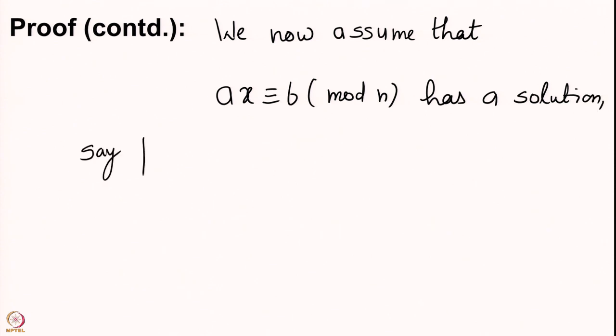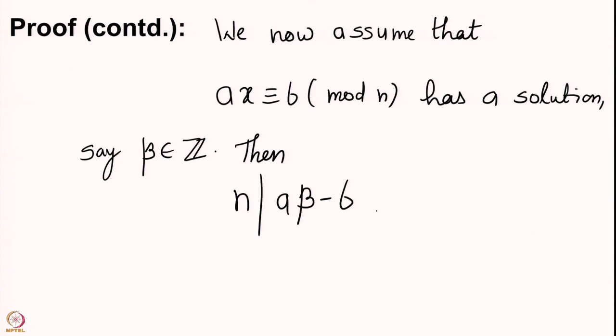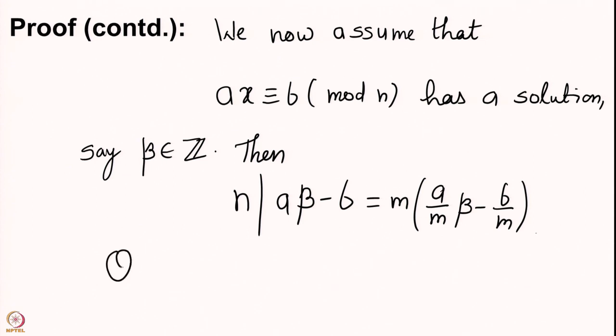Say beta in the integers is a solution, then n divides A beta minus B, but M is a common divisor of A and B. So, we can write this equation as M into A by M beta minus B by M. Now, we have come to the equation, our assumption.